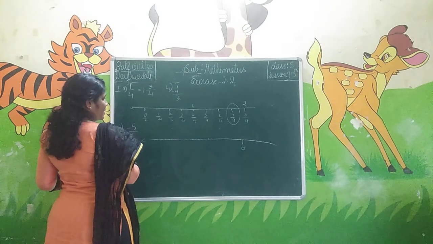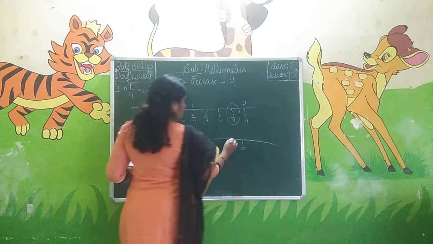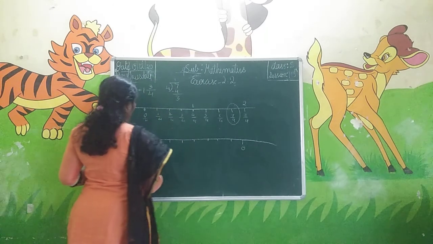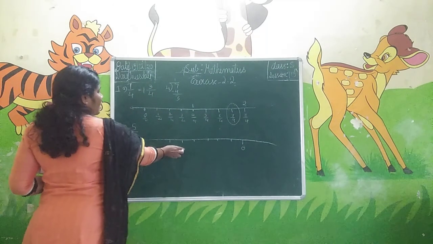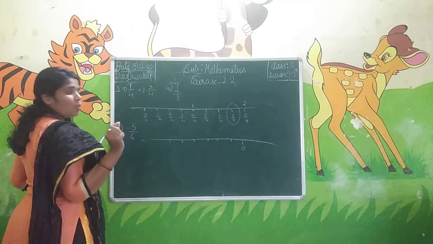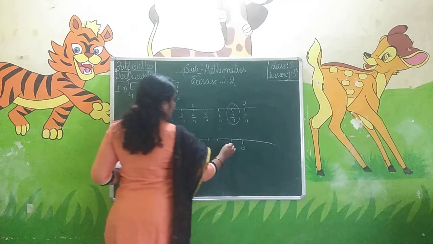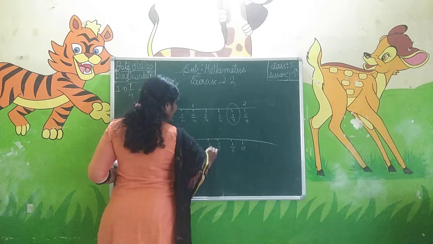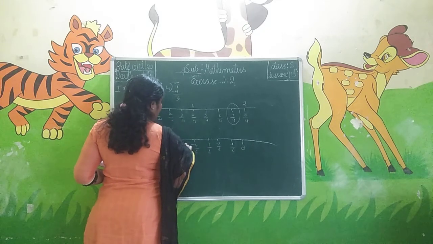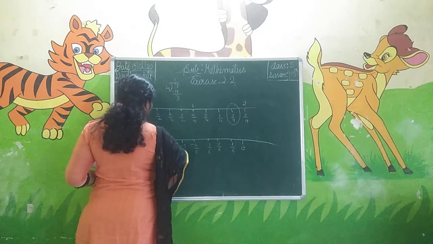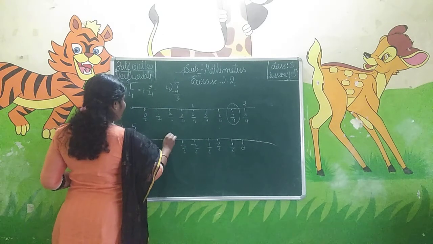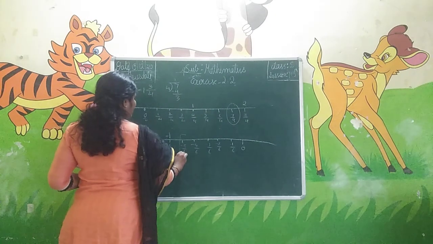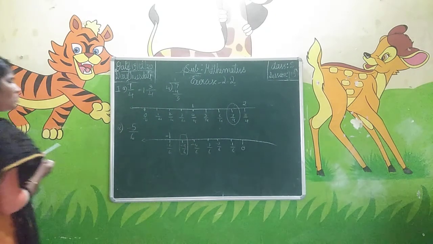So how many parts are there from 0 to 6? There are totally 6 parts. 1 2 3 4 5 6. Each distance should be measured with the scale, with 1 centimeter. So start from here: minus 1 by 6, minus 2 by 6, minus 3 by 6, minus 4 by 6, minus 5 by 6, minus 6 by 6. When we cancel, here it is minus 1. Where is the minus 5 by 6? Here it is, circle this one. Okay, minus 5 by 6.